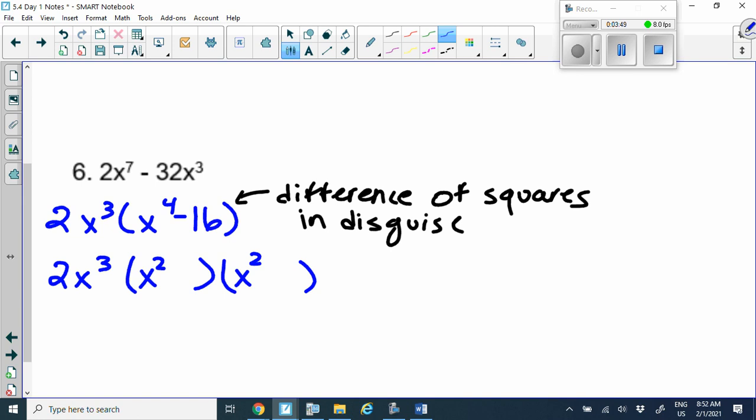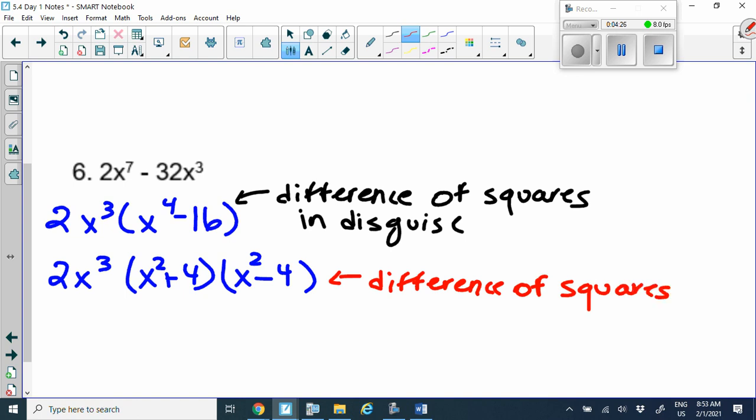Now let's take the square root of 16. That's going to be 4. And we got a plus and minus. Now we need to see if we can factor any more. Well, of course, with the 2x cubed, we can't. That's just a monomial. X squared plus 4, we can't because this is not a difference of squares. We're adding. But what about the x squared minus 4? This is a difference of squares because we are subtracting, the a and the c values are perfect squares, and this is a binomial. So that means we do have to make sure that we factor even more. So this will be our final answer here.